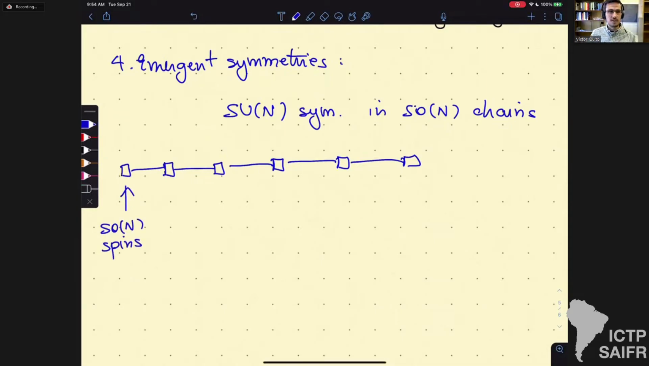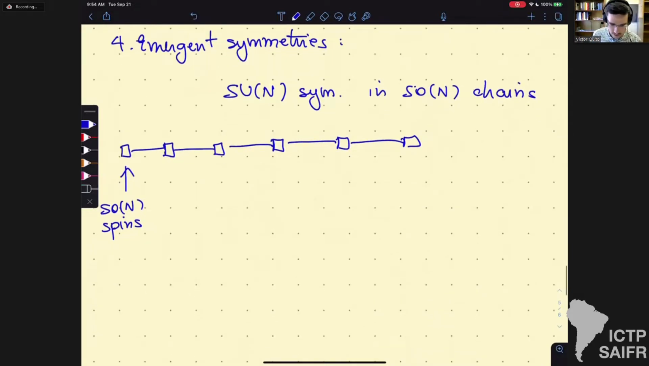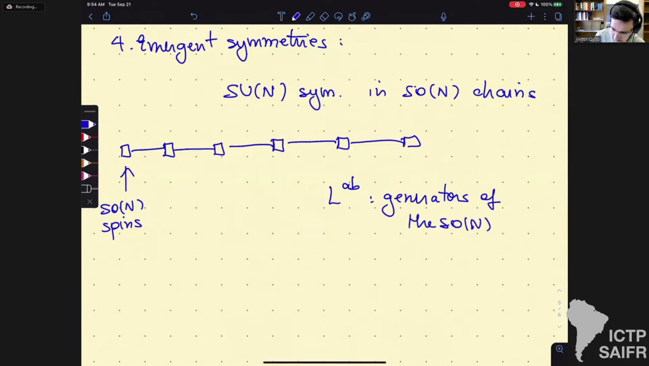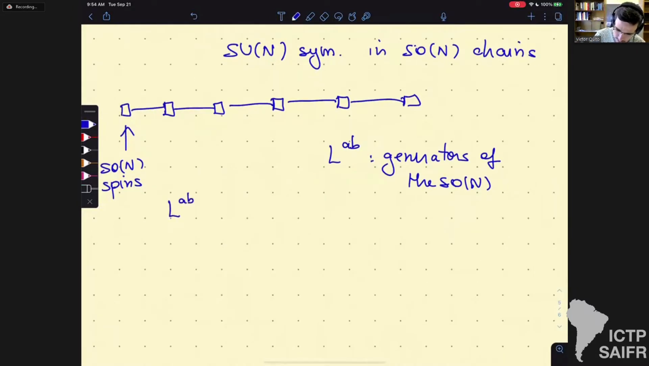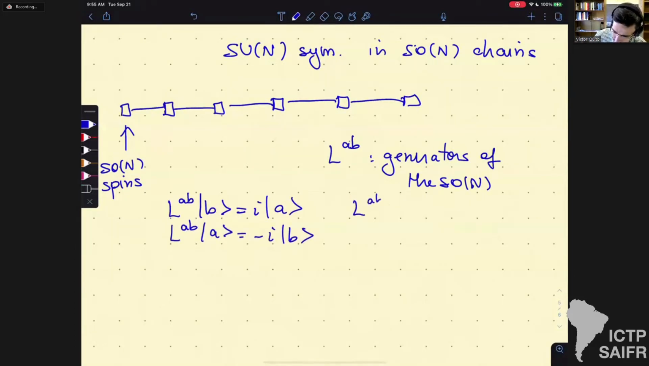Initially we were discussing here spin 1/2 and spin 1. These are SU(2) spins. Now I'll be describing SO(N) spins, and SO(N) spins are described by the generators of the group that are this L_AB. These are the generators of the SO(N) group, and they correspond to rotations in this AB plane. Let's say that L_AB applied to B gives iA, L_AB applied to A gives minus iB, and L_AB applied to C gives 0 if C is not equal to A or B.